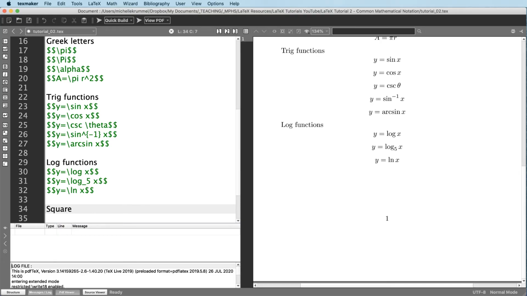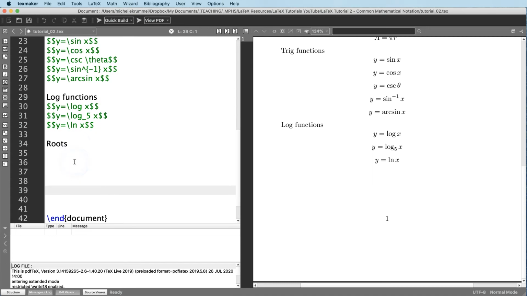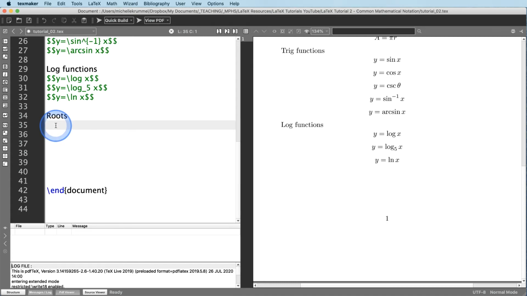Next, let's talk about square roots, and not necessarily square roots. Let's just say roots in general, because we can see how to do cube roots or fifth roots or seventh roots. So we'll just say roots in general. We'll start simple.